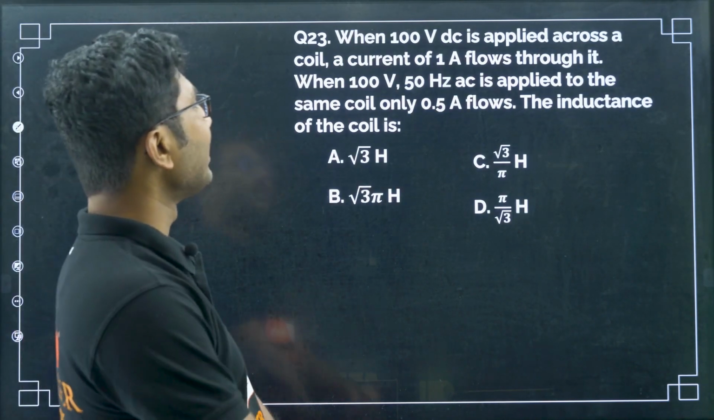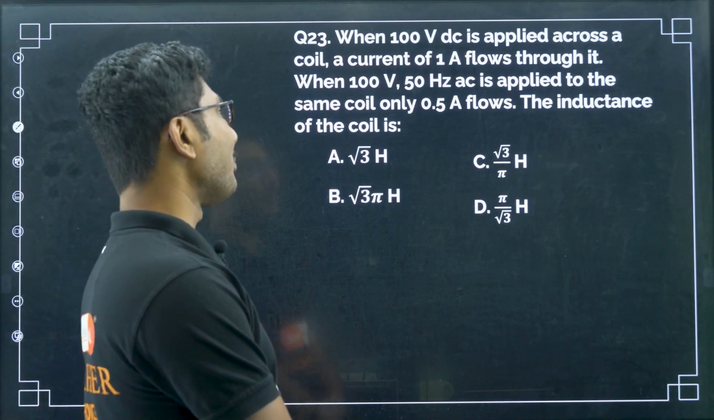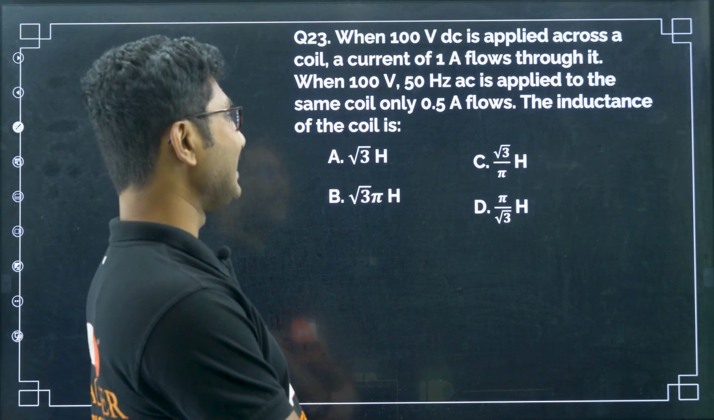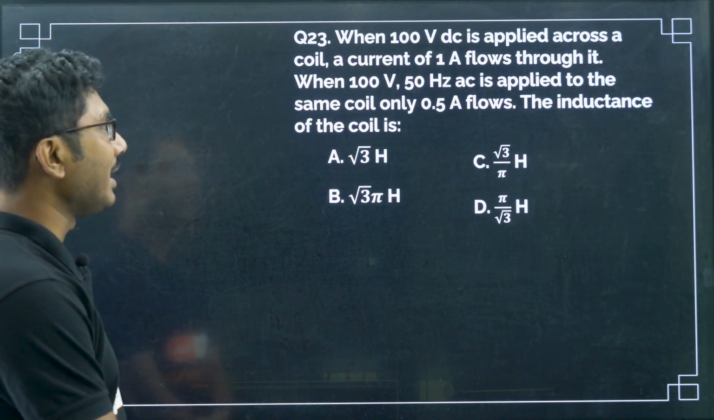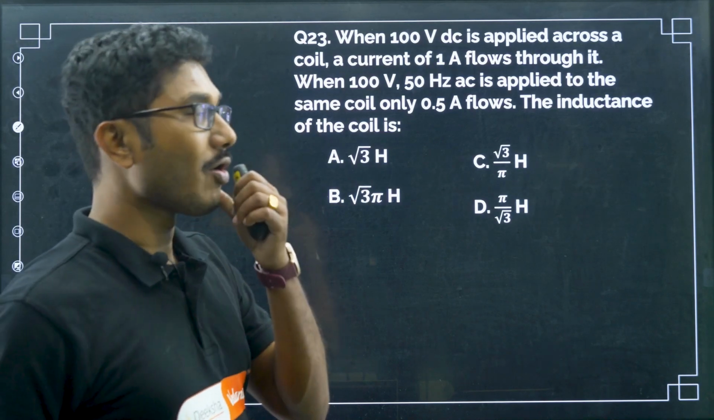When 100 volt DC is applied across a coil, a current of 1 ampere flows through it. When 100 volt 50 hertz AC is applied to the same coil, only 0.5 ampere flows. The inductance of the coil is?